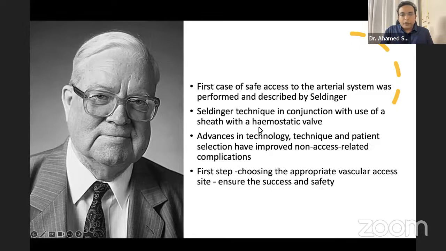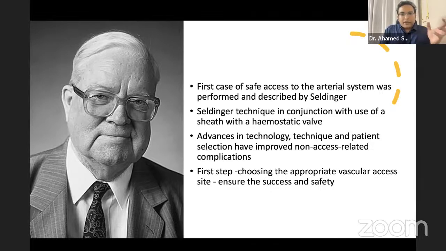Performed by Dr. Seldinger. And we know that the Seldinger technique, in conjunction with the use of the sheath with the hemostatic valve, has revolutionized the field of endovascular procedures. Even with the advances in technology, technique, and patient selection, we know that the non-access related complications have come down, but the access related complications are still in vogue, to the tune of less than 10%.